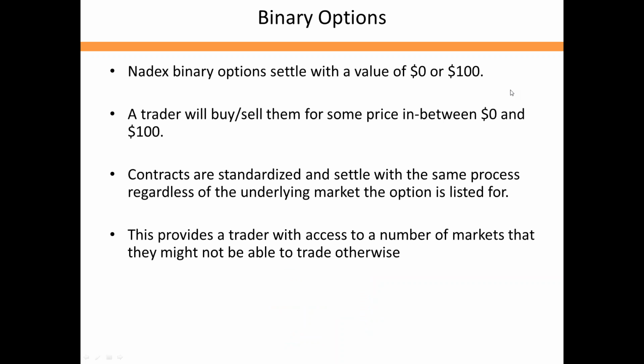Binary options settle with a value of 0 or 100. A trader can buy or sell them for any price in between 0 and 100. And contracts are standardized and settle with the same process regardless of the underlying market it's listed for. That's also very useful because it makes my expirations, and it makes my intraday trade management so much more simple.